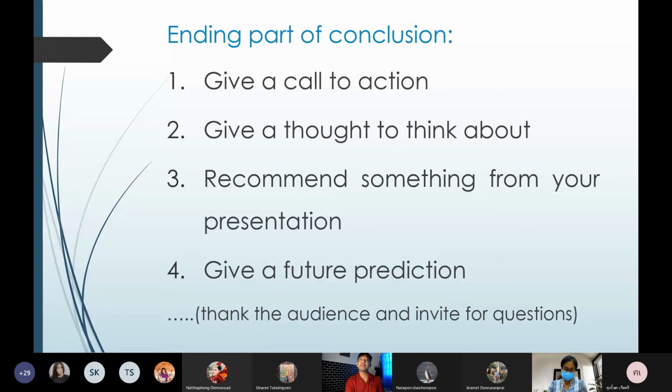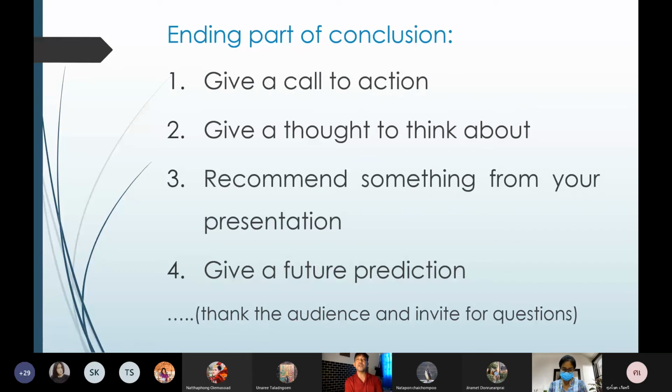For example, RMUTL is a good university, right? So I use number 3, recommend something from your presentation. You could say, I suggest you come and visit RMUTL Pitsanulok. I recommend you to come and see RMUTL Pitsanulok. Okay?